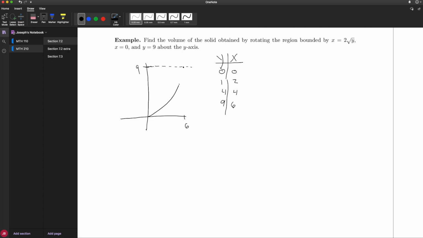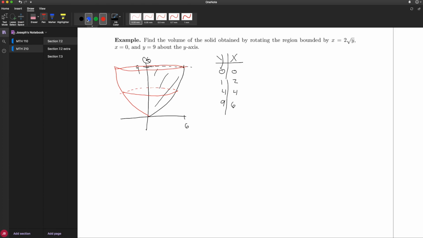So it's going to look like this. And let's see, x equals 0 is the y-axis, y equals 9 is this line here, and the curve right here is 2 root y, so this is the region we're rotating about the y-axis. Okay, and so switching colors as we do, we're going to get something that goes like this. And for a cross-sectional disk, we see the following.